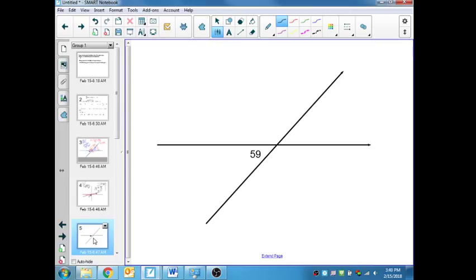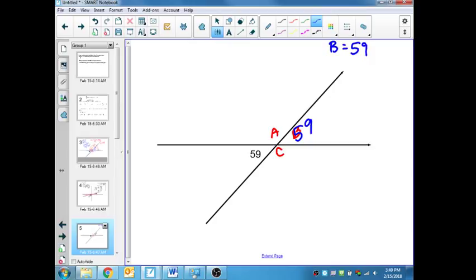So I guess the last slide I'll leave us with before we start studying on our own. Just looking at this diagram right here, I can identify all three missing angles. I'll call this A, B, and C. And I know that 59 and B, their angle relationship is vertical. So B has to equal 59 degrees.